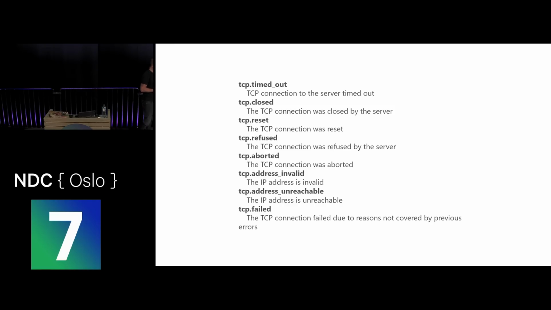Timed out, connection was closed or reset by the server, it was refused. If you've got a load balancer having a bad day, TCP aborted, invalid IP address, the IP address is unreachable, are you having some routing issues somewhere? Again, all of these are scenarios where the client is trying to get to your application and it can't get there.